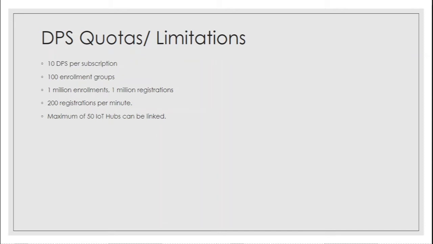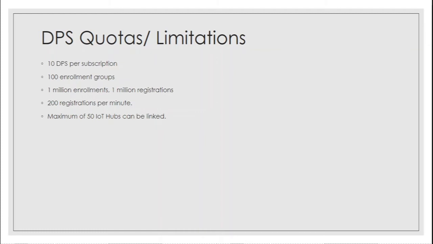Okay. So the Azure Device Provisioning Service has its own limitations, or you can say quotas. Okay, so per subscription you cannot have more than 10 device provisioning services, and inside each device provisioning service you cannot have more than 100 enrollment groups. Okay, and you can only have 1 million registration requests. Okay, and 200 requests per minute is what the default configuration gives us.